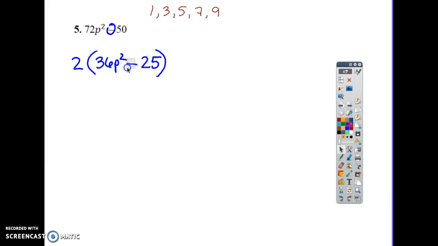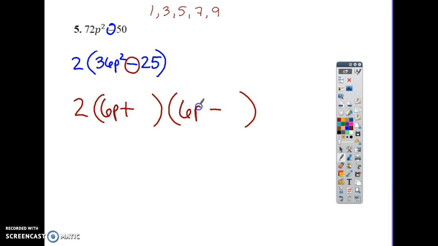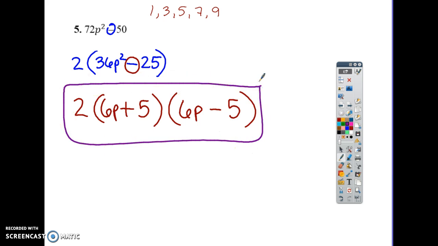So now that you know that this is the difference of two squares, what does the rule say? You make two sets of parentheses. One's positive, one's negative. Don't forget the 2 on the outside. Just bring it down. Take the square root of 36, 6p, the square root of 25, 5, and you're done. That's the answer. So go ahead and make sure that you do 1, 7, and 9, and then you can start on the back even numbers.